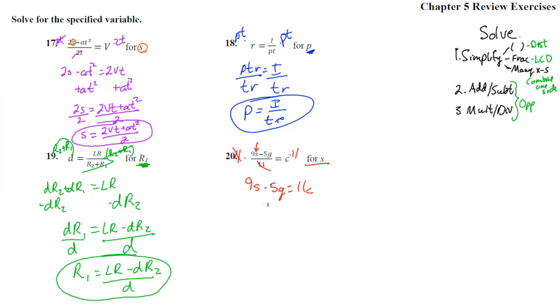Add, subtract, so add 5g to both sides. And then 9s equals 11c plus 5g. And then divide by 9. Divide by 9, and the s stands alone. S equals 11c plus 5g all over 9. Great!